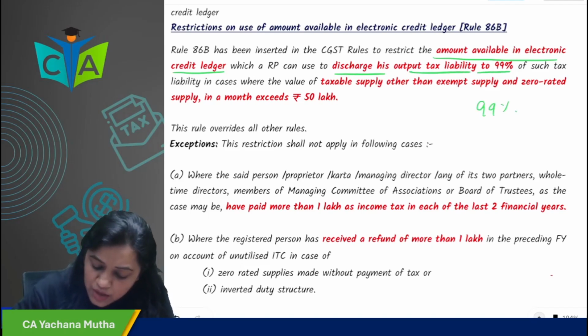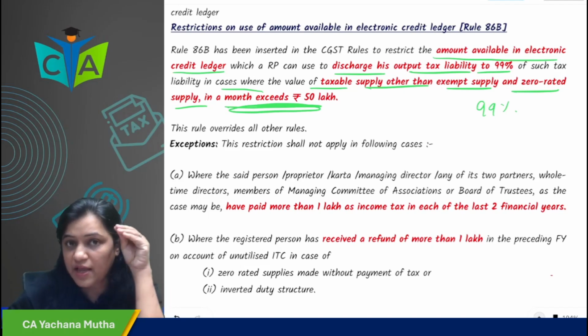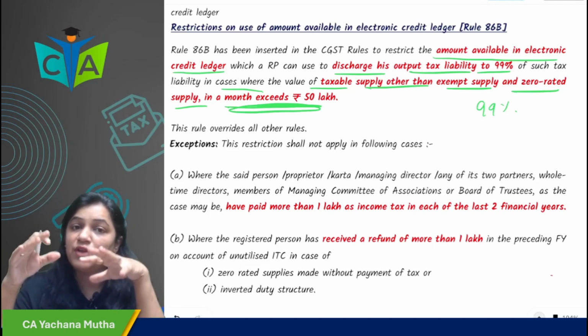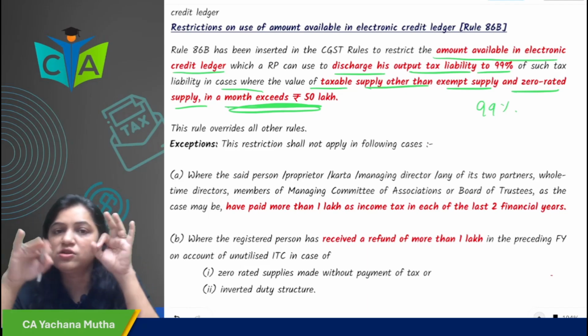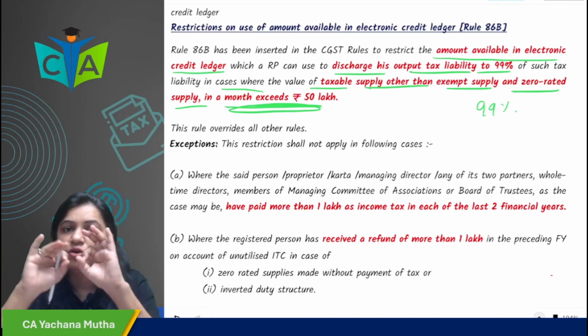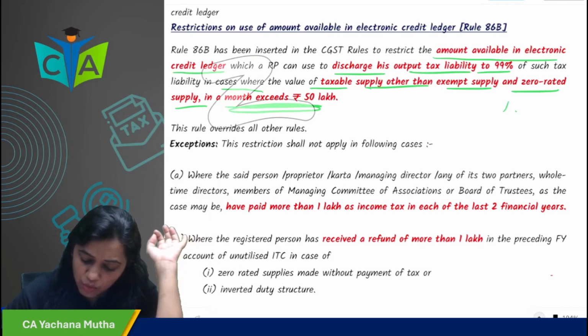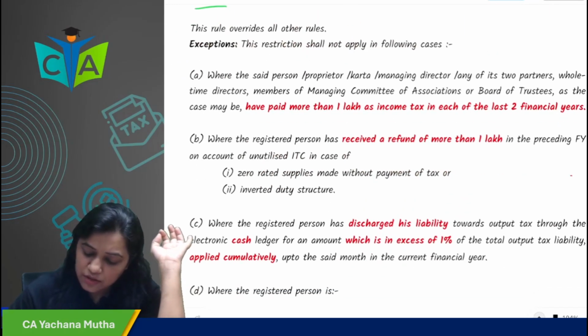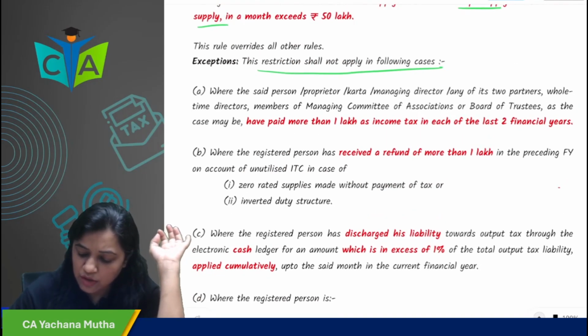You can use it in a case where the value of taxable supply other than exempt supply and zero rated supply in a month exceeds 50 lakh. So if your value of taxable supply in a month exceeds 50 lakh, then you can use your electronic credit ledger to the extent of 99% only. Okay. This rule overrides all the other rules. The restriction shall not apply in the following cases.